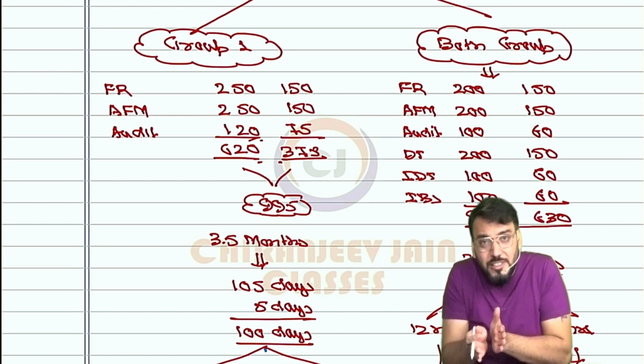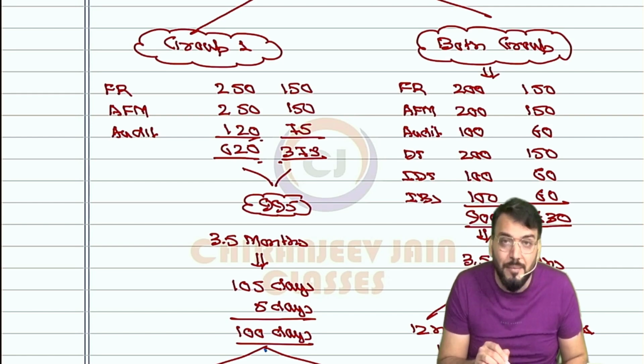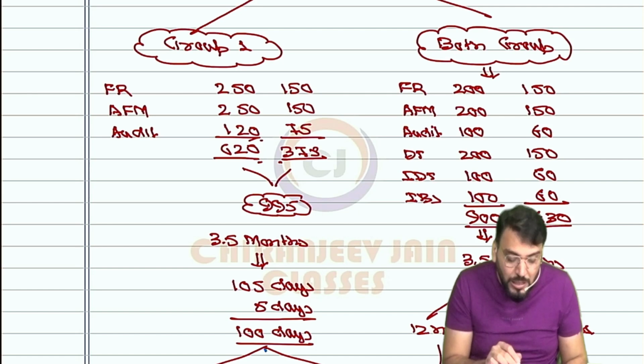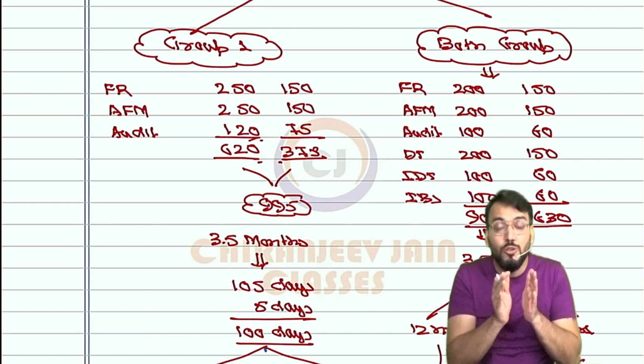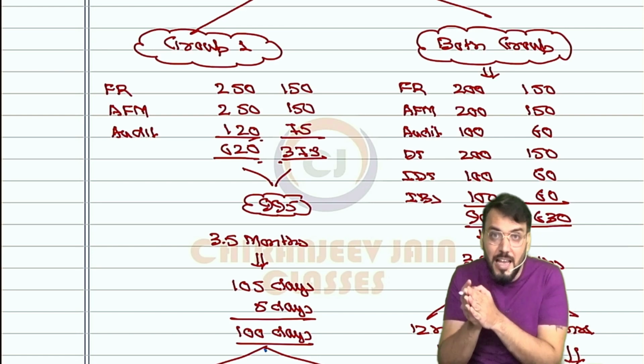Now, first revision after classes: for FR 150 hours I have given, for AFM 150 hours, for audit 75 hours. Means total becomes 620 plus 375, which means 995 hours required to complete the entire classes and first revision.